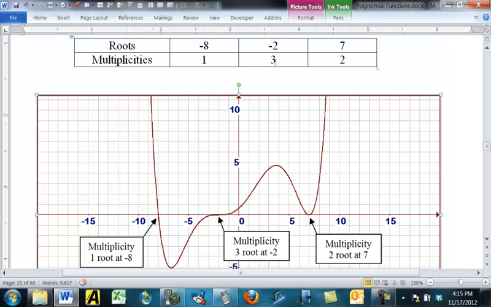An odd multiplicity root greater than 1, so a multiplicity 3, 5, 7, 59, they are all going to look very similar to this here. And a multiplicity 1 root, if you zoom in close, is going to look like a line through there, a non-horizontal line.